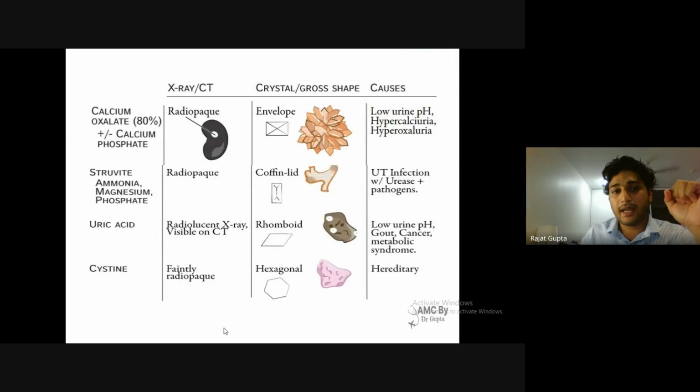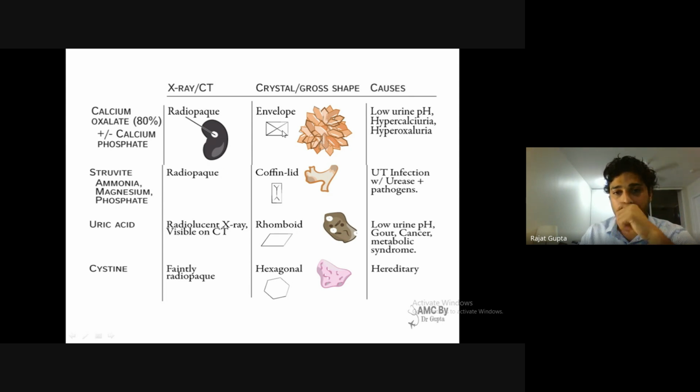So if we have the picture, like how do they look under the microscope? All these stones we talked about, calcium oxalate, struvite, uric acid, and cystine, we'll be discussing their features. So on X-ray, the calcium is there in both the stones, and these are radiopaque. So we can go for X-ray abdomen or CT KUB to pick these. The uric acid stones are radiolucent on X-ray but are visible on CT. So all these stones can be picked on CT KUB.